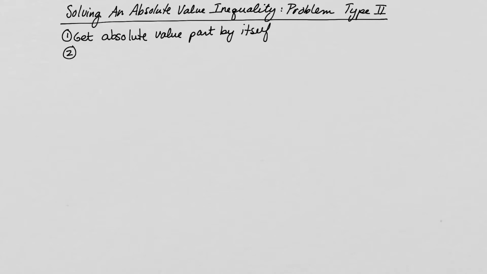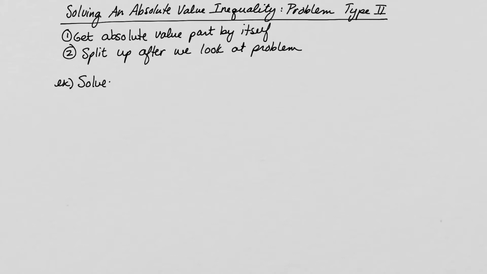And then the second thing we're going to do is split up the absolute value. Split up after we look at a problem. Okay, so a couple of examples here. So solve. The first one here, the absolute value of x plus 8 is less than 19.